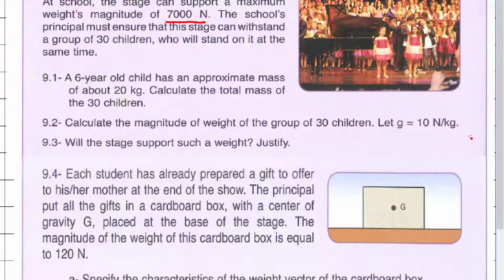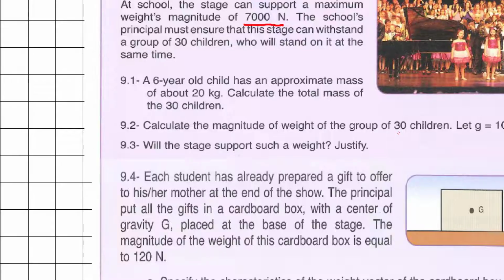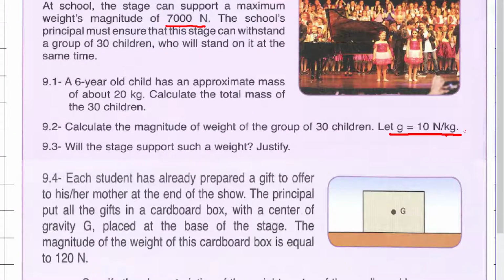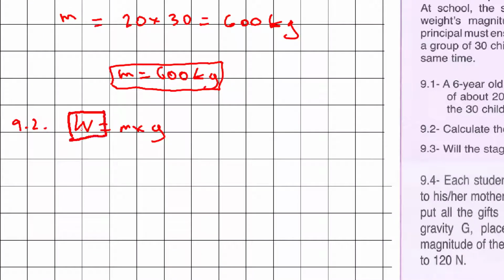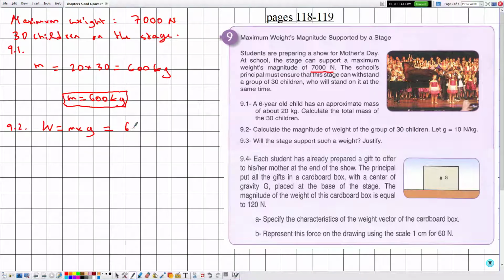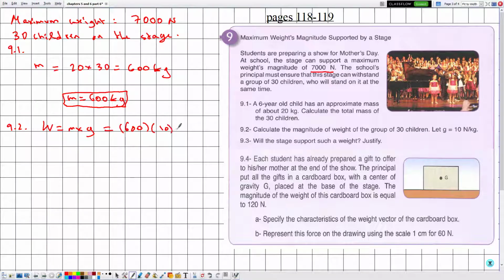Now in 9.2, calculate the magnitude of weight of the group of 30 children. We know their corresponding mass, and we can determine the weight because the value of G is given to be 10 newtons per kilogram. Then weight is equal to M multiplied by G. No need to construct a triangle because this is the quantity that we are interested in calculating. 600, because mass is expressed in the SI, multiplied by 10, then this is given by 6,000 in newtons. So the weight is given by 6,000 in newtons.